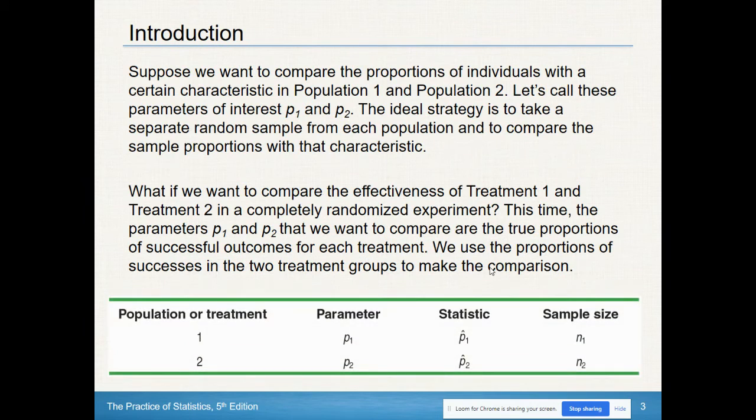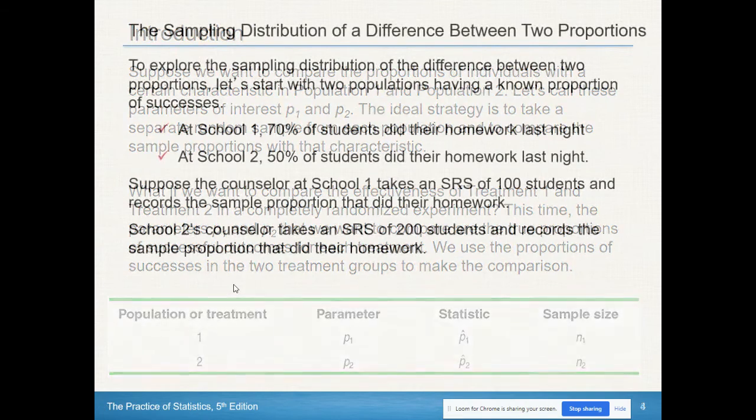So you've got population 1, population 2. Each of those had their parameters, P1 and P2. The statistics, P hat 1 and P hat 2, and sample sizes N1 and N2. Okay, so two different populations here totally.